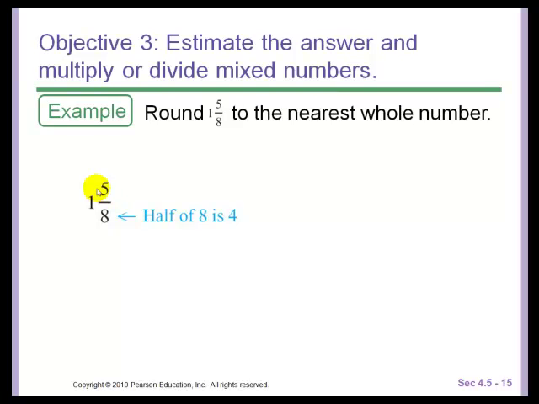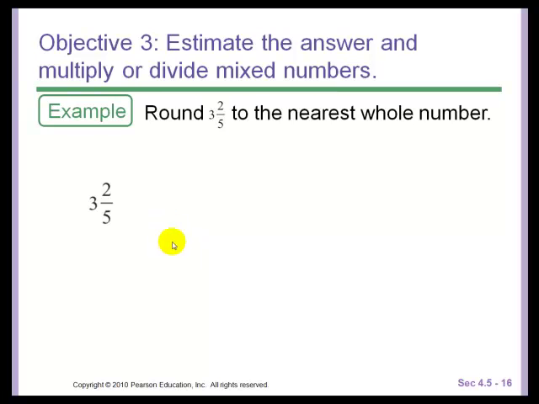If the numerator is less than half, then you're closer to the smaller or leftmost integer. 5 is more than 4, therefore 1 5/8 rounds up to 2. If you put this on a number line, 1 5/8 is closer to 2 than it is to 1, which is why it rounds up to 2.